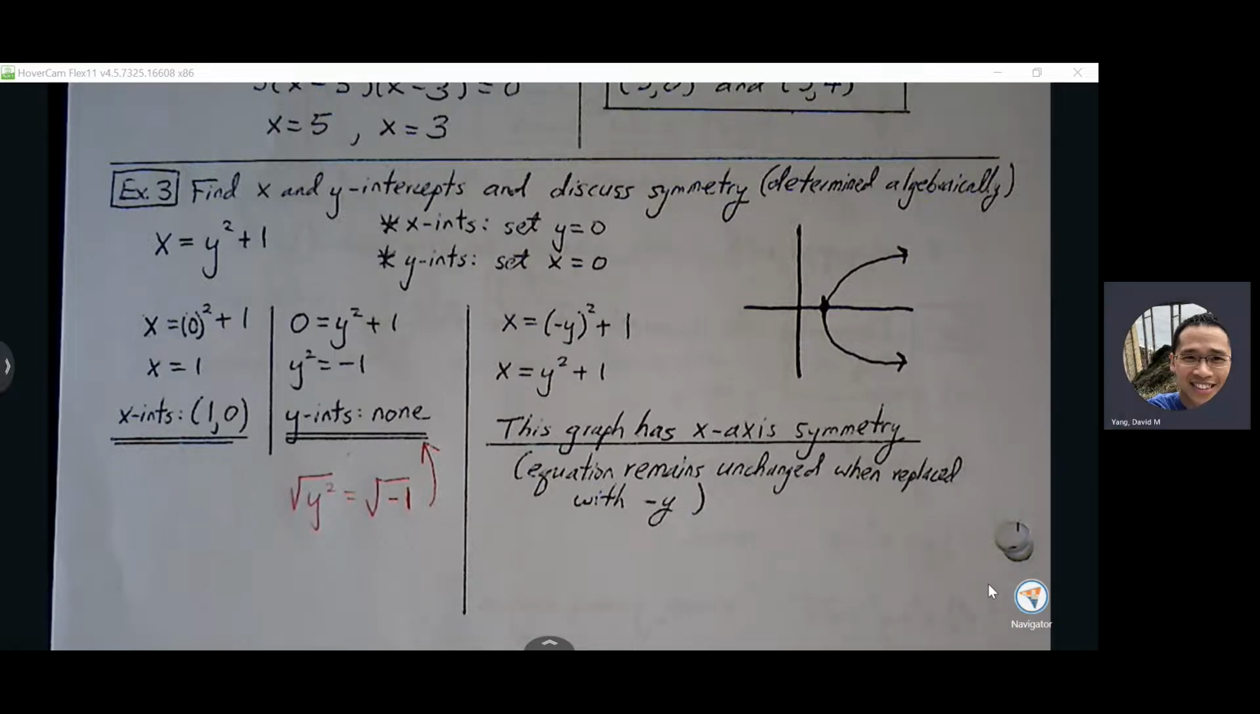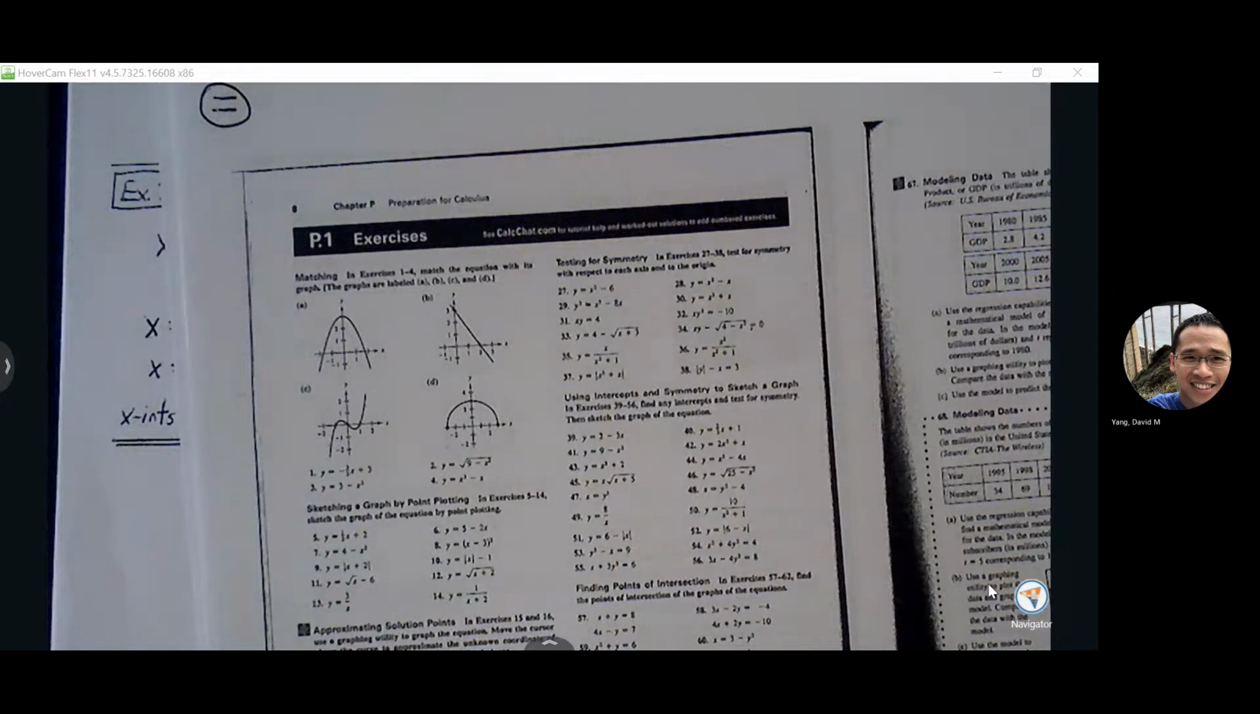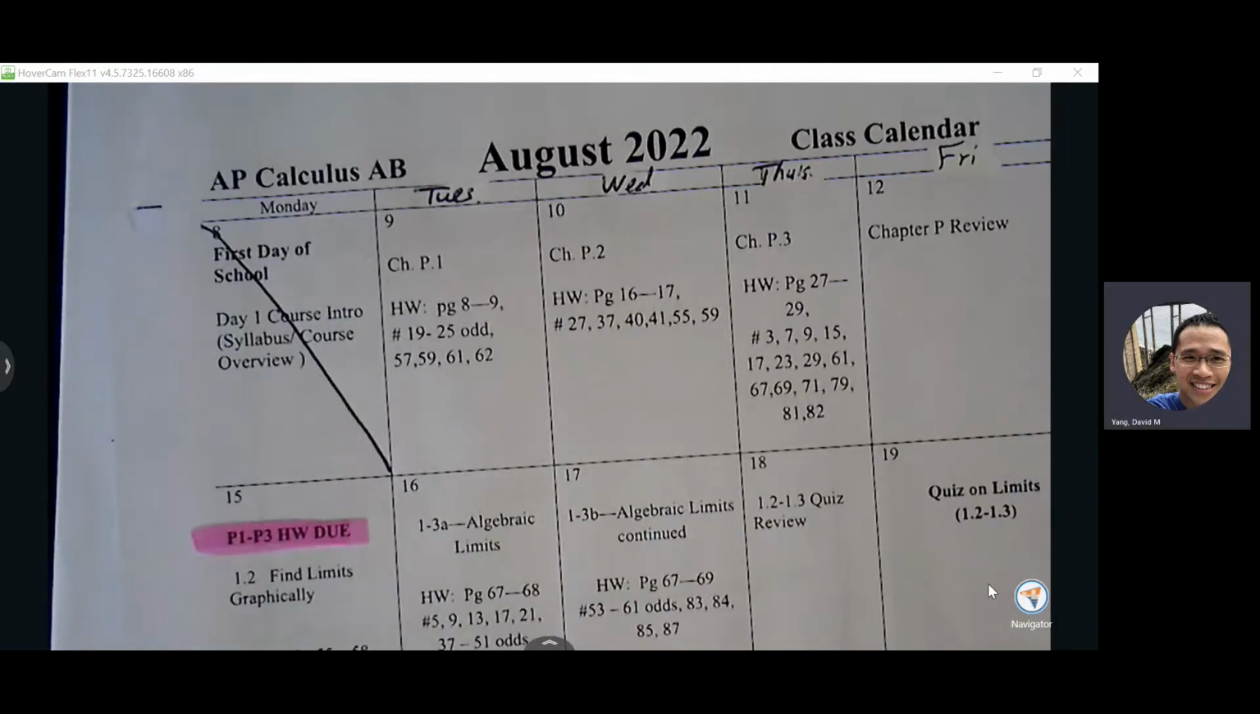All right, so we have about 15 minutes. I would like for us to get started with the P1 assignment. If you can turn to page 11. The assignment is 19 through 25 odd, 57, 59, 61, and 62. So that's 19, 21, 23, 25. Yes, it's odd numbers.